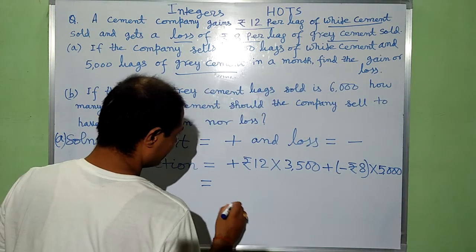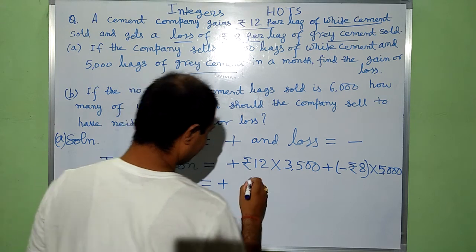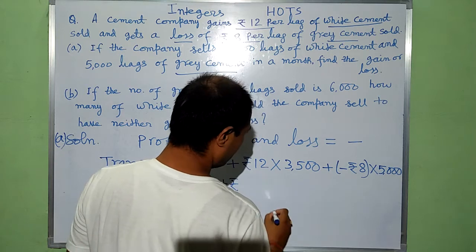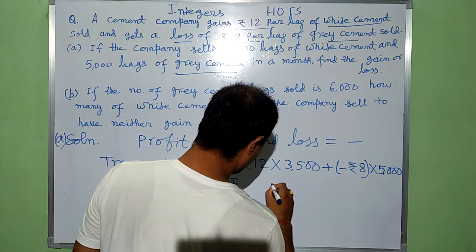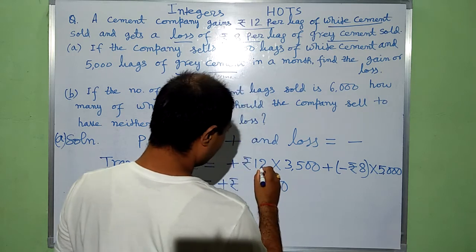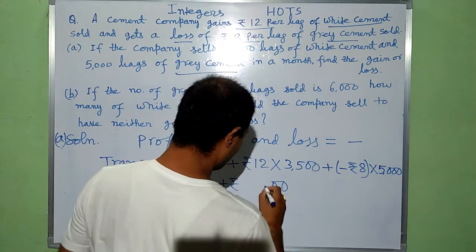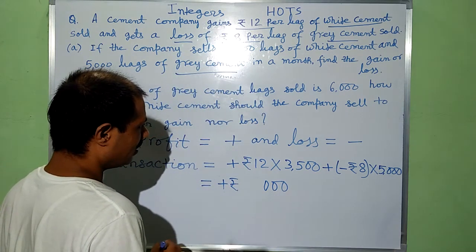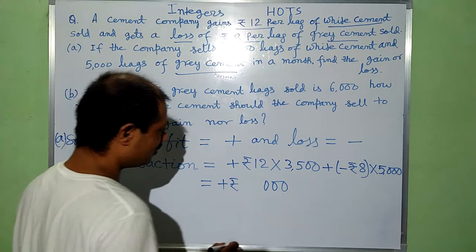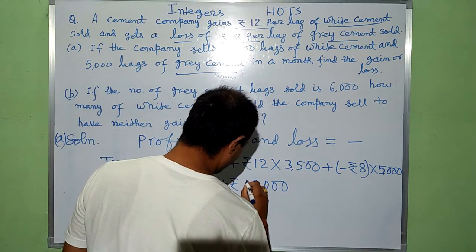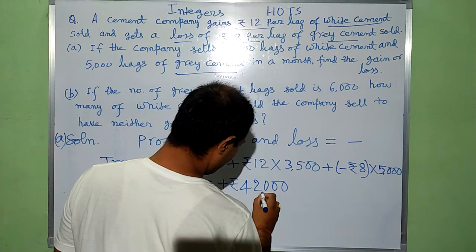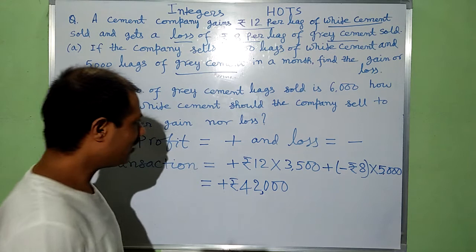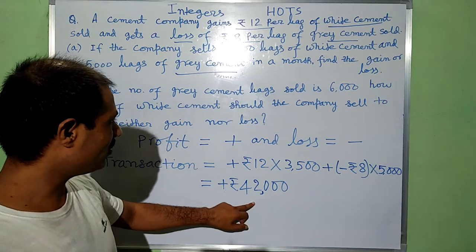It gives us plus rupees 12 times 3,500. 12 times 5 is 60, rest is 6, and 12 times 3 is 36, plus 6, that is 42. This is 42,000. This is gain. Conventionally we can get the same value.